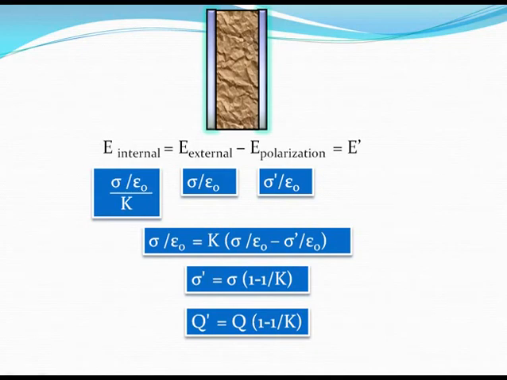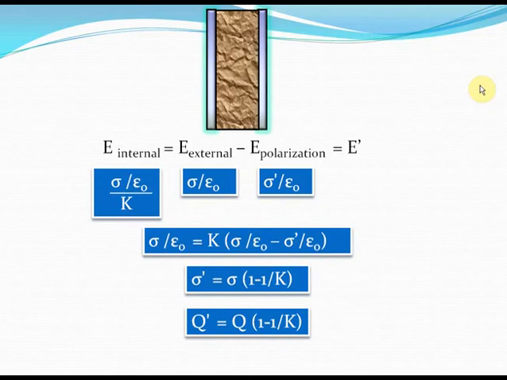So essentially, in this derivation, what we really did was we tried to calculate the electric field inside a dielectric. The electric field inside a dielectric will clearly be the electric field outside the dielectric minus the polarization electric field, isn't it? Then we substituted expressions for the electric field inside the dielectric, which is E external divided by K. We substituted the expression for E polarization as sigma dash by epsilon naught, and we substituted the expression for the external electric field as sigma by epsilon naught. That gave us our final answer. So this was about the induced charges on the surface of a dielectric.